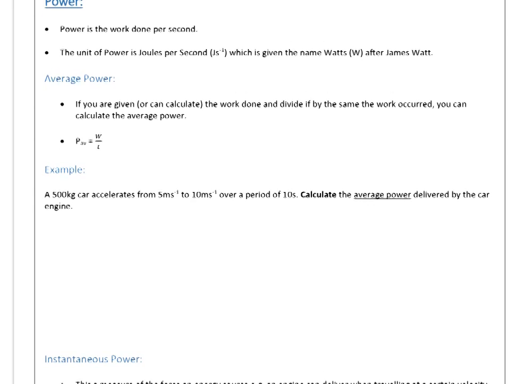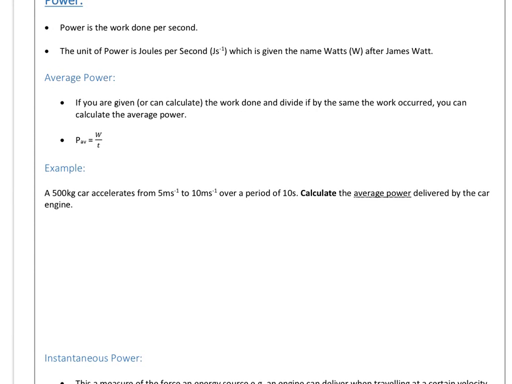So let's give an example of that. We've got a 500 kilogram car accelerating from 5 to 10 meters per second over 10 seconds. Calculate the average power. The first thing is to calculate the change in energy, which in this case is kinetic energy, because we haven't talked about any others. So that's going to be the final kinetic energy minus the initial.